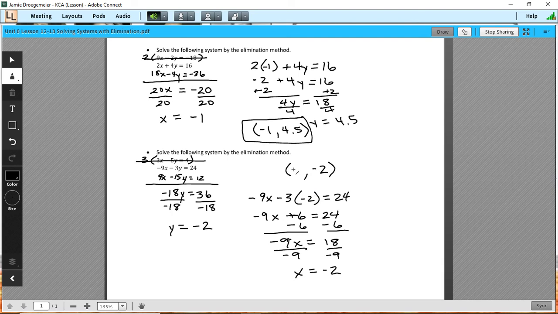And so in this case, our solution point was negative 2, negative 2. And again, what that means, if I plug in negative 2 for x and negative 2 for y in each of those equations in the system, it's going to make that equation true.